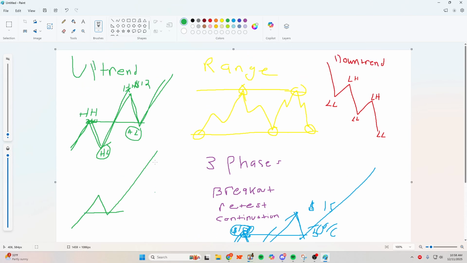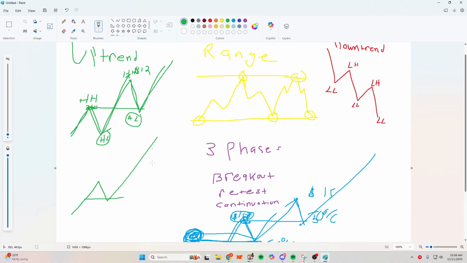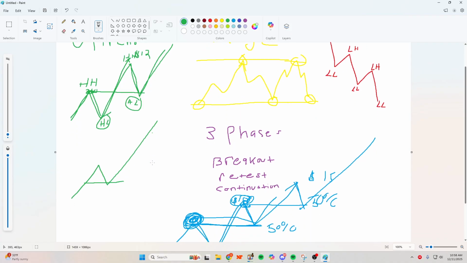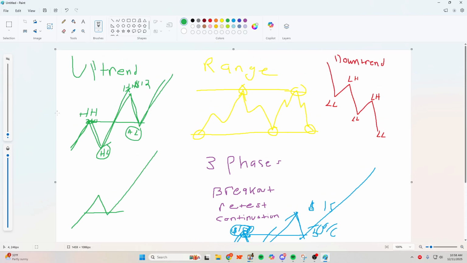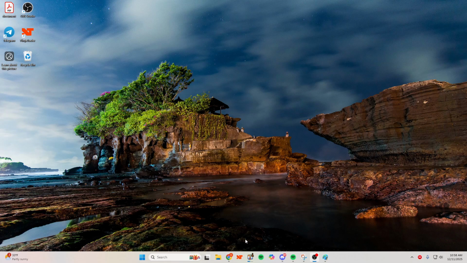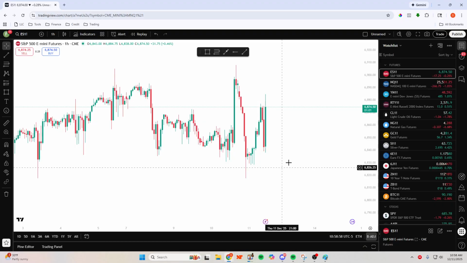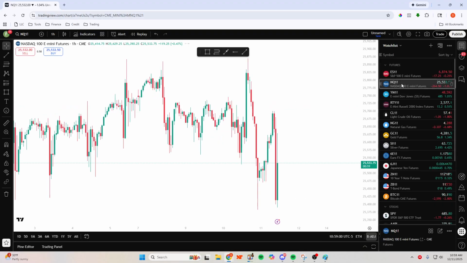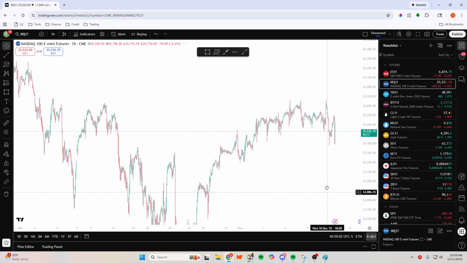Okay, so hopefully that explains the 3 market cycles, the 3 phases, and then the logic behind discounts and these break and retest levels and why they're so powerful. Okay, and I think that about covers everything. So now let's go to the charts. So I'll go to NQ here. So NQ is a really good example.